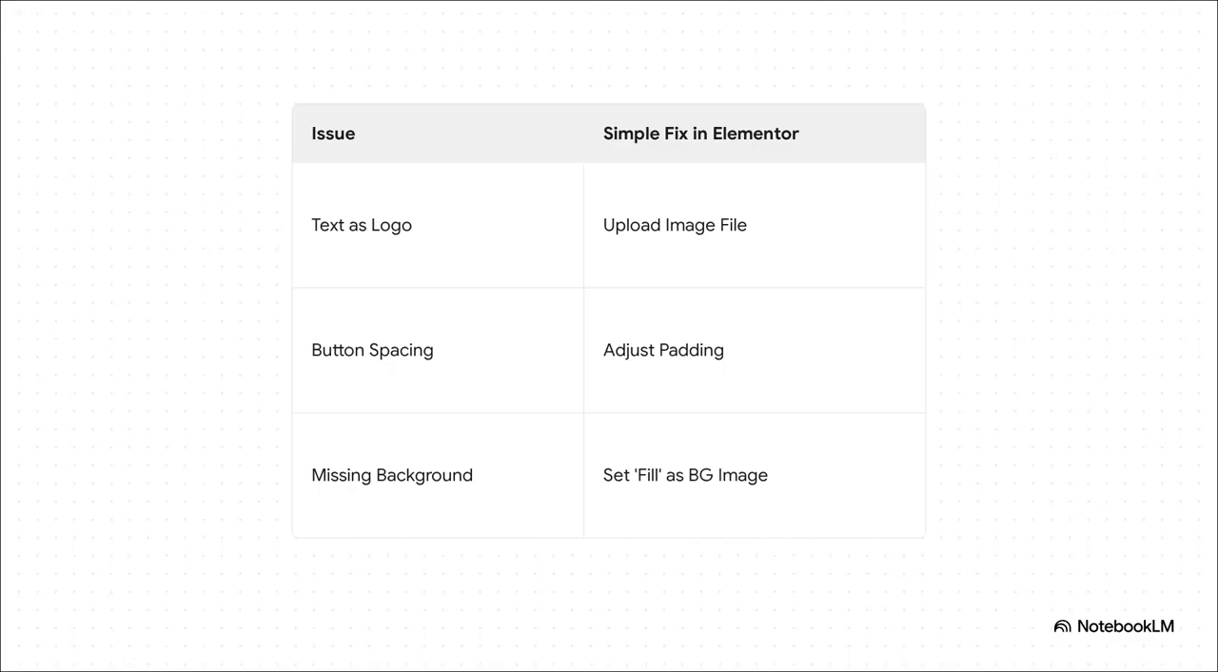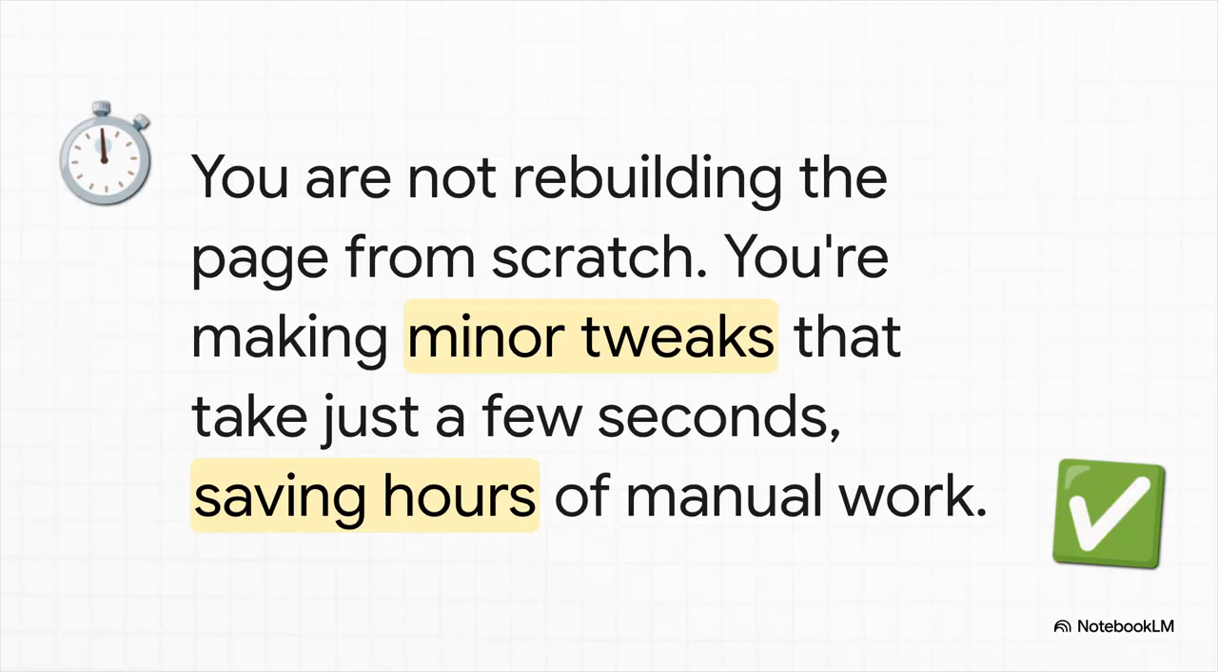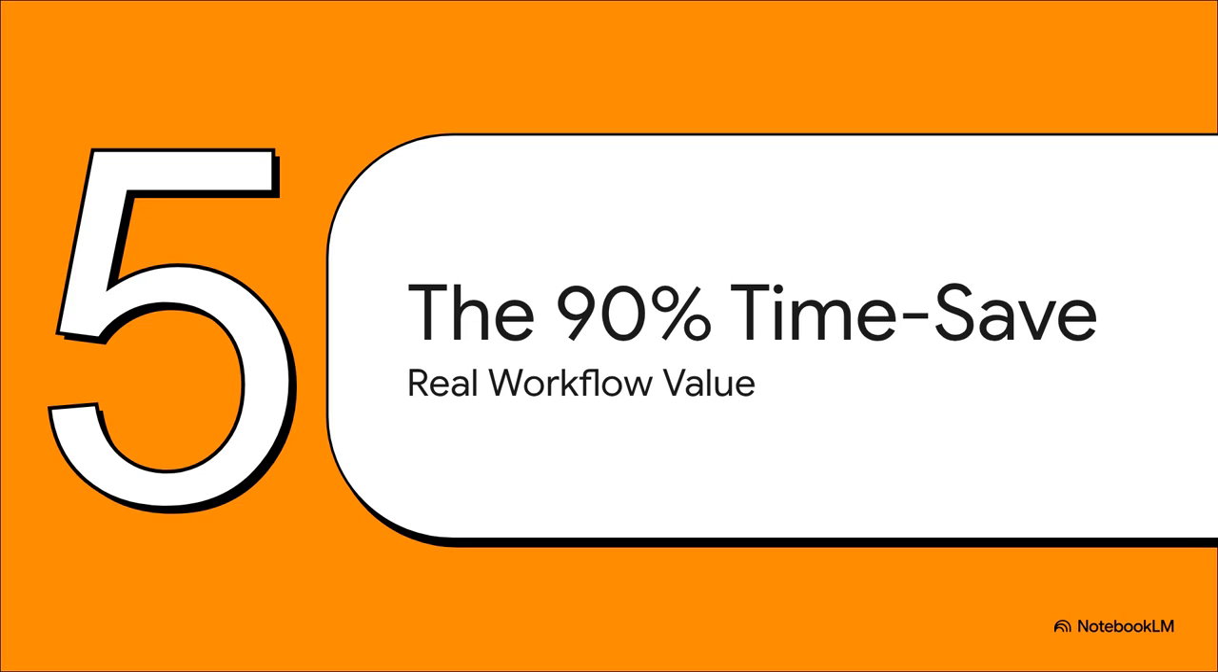And here are some perfect examples of what that means. The AI might see your logo as just a piece of text, so you'll have to swap it out for the actual image file. Or maybe a button needs a tiny bit more padding to feel just right. Or that cool background image from Figma needs to be properly set in Elementor. And here's the crucial thing to remember. These are not rebuilds. You're not starting from zero. You're making tiny little tweaks that take seconds, instead of the hours and hours of manual coding you would have been doing.